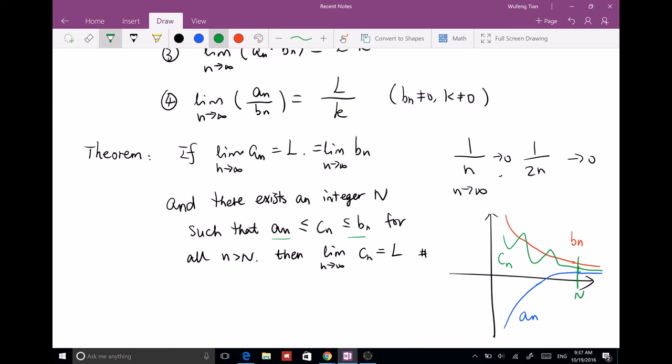Does that make sense, everyone? Okay. Makes sense, right? Since in the end they all go to the same point. After one certain integer or certain term n, all three will converge to the same point, because cn is between an and bn, and we know that an and bn converge to the same point. Okay, let's look at an example.